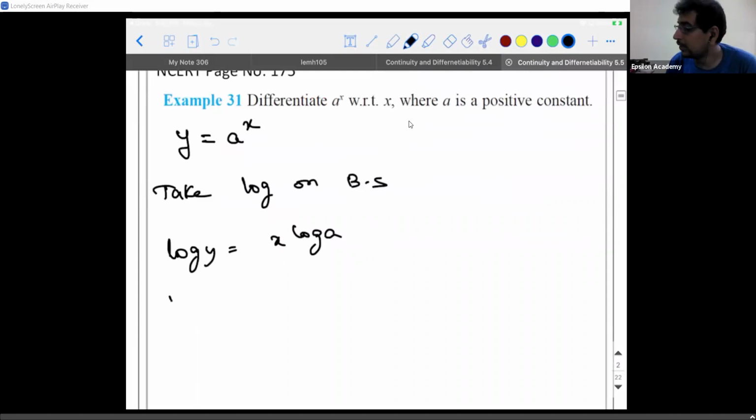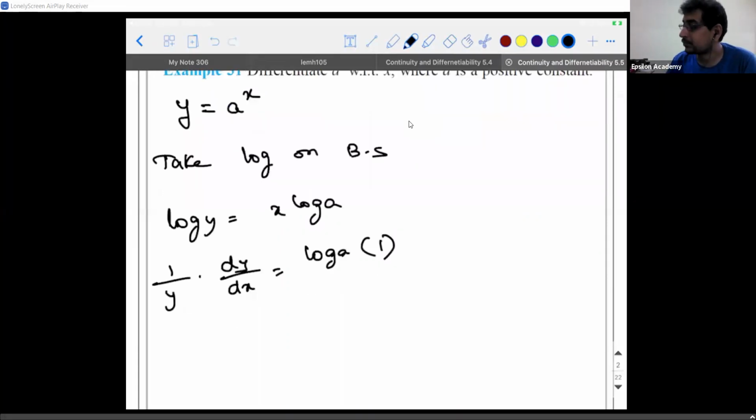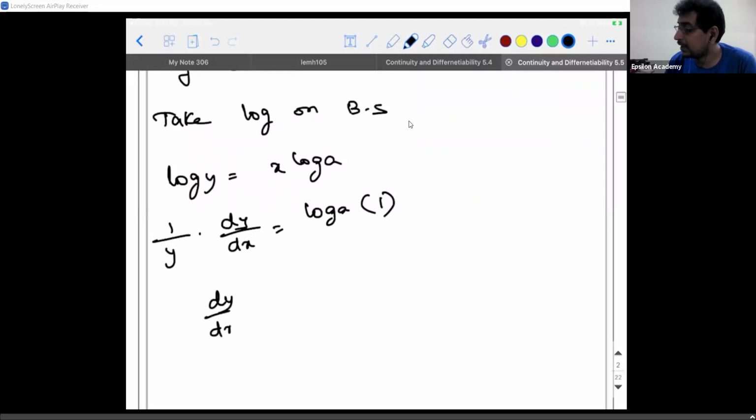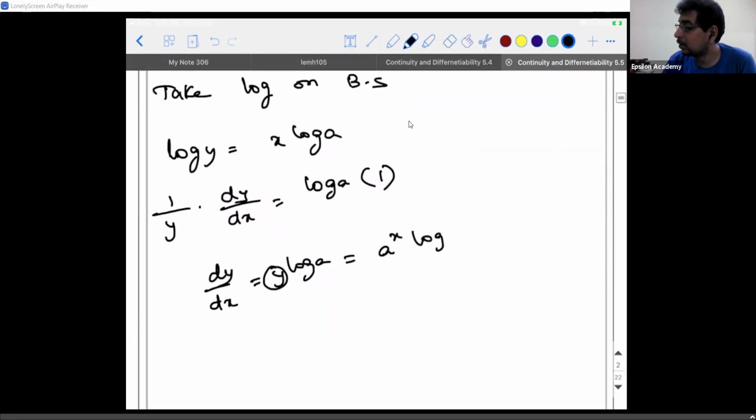Correct? So the derivative of log y, 1 by y into dy by dx, is equal to, log a is a constant, log a into the derivative of x, which is going to be 1. So dy by dx is equal to y times log a, but what is y? y is nothing but a power x. So a power x log a is going to be the value of dy by dx.